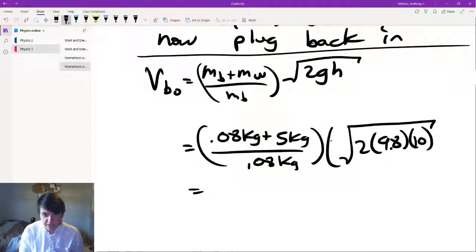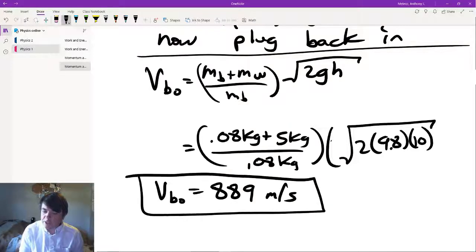And what you end up getting is VBO equals 889 meters per second. So it needs to move pretty quick to propel that mass of wood upward. Okay.